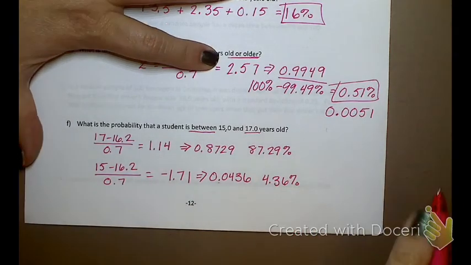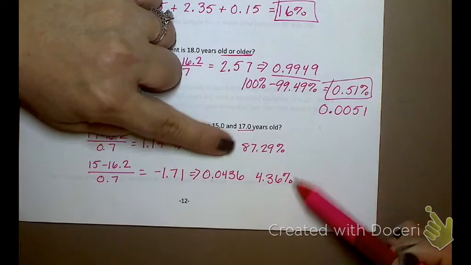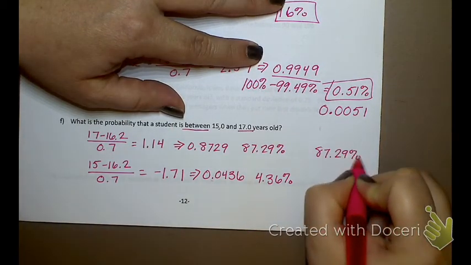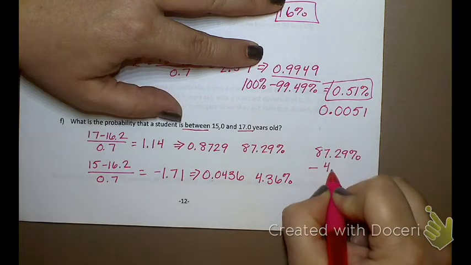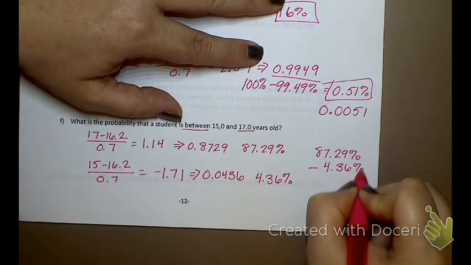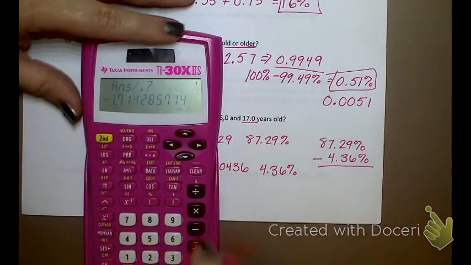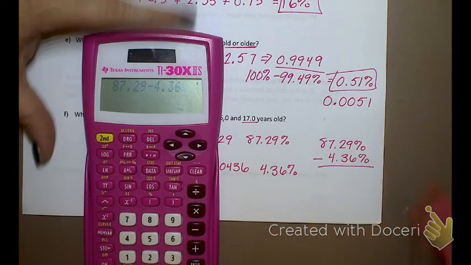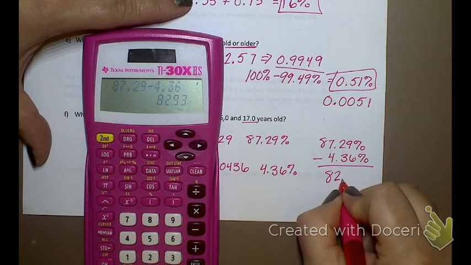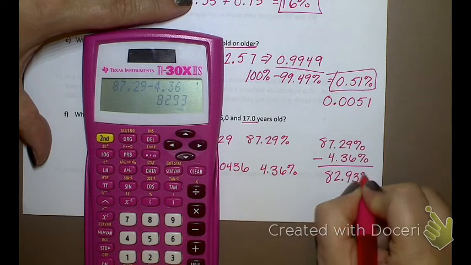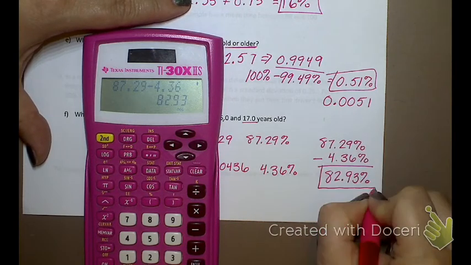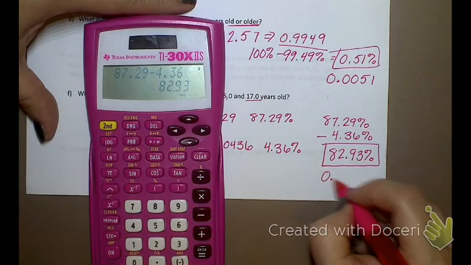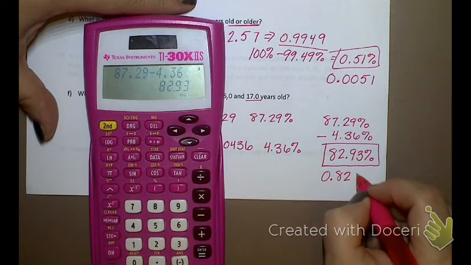So what do we do? Take the bigger one, subtract the smaller one. So 87.29% minus 4.36% will give me my answer. 87.29 minus 4.36, 82.93%. Now I don't know on the test if it'll be given in percent form or decimal form. If it's decimal form, that's 0.8293.